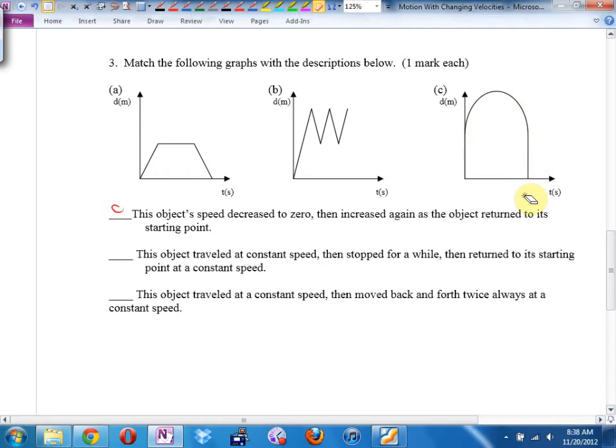The object traveled at a constant speed, then stopped for a while, then returned to its starting point at a constant speed. I think that's A. The object traveled at a constant speed, then moved back and forth twice, always at a constant speed. So let's see. Going forwards, going backwards, going forwards, going backwards, going forward. Yeah, that works. B.